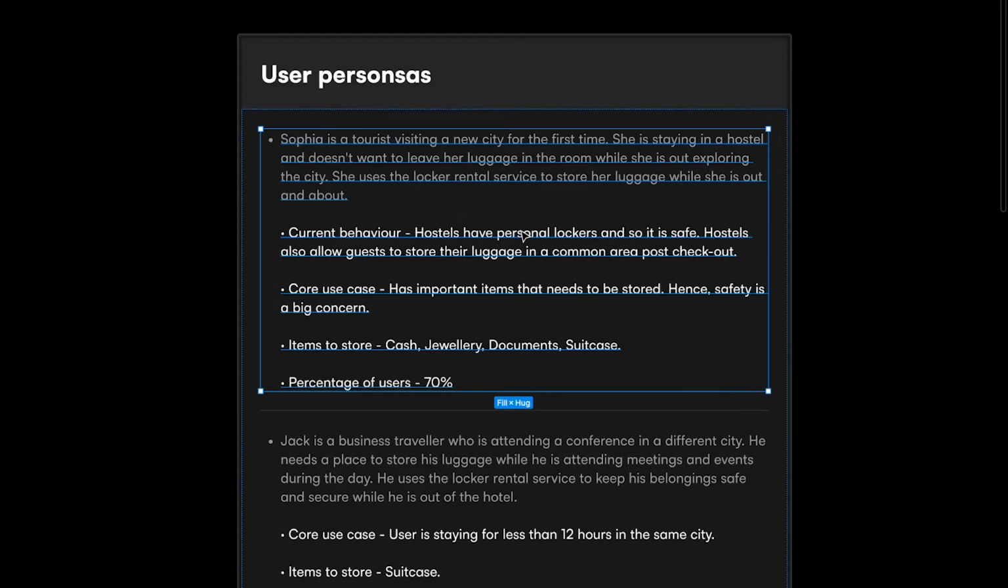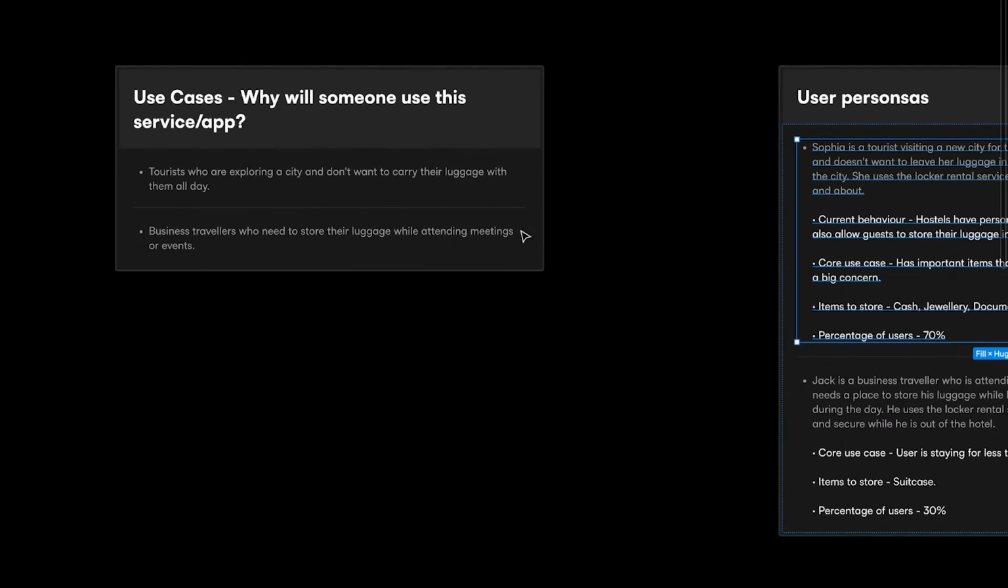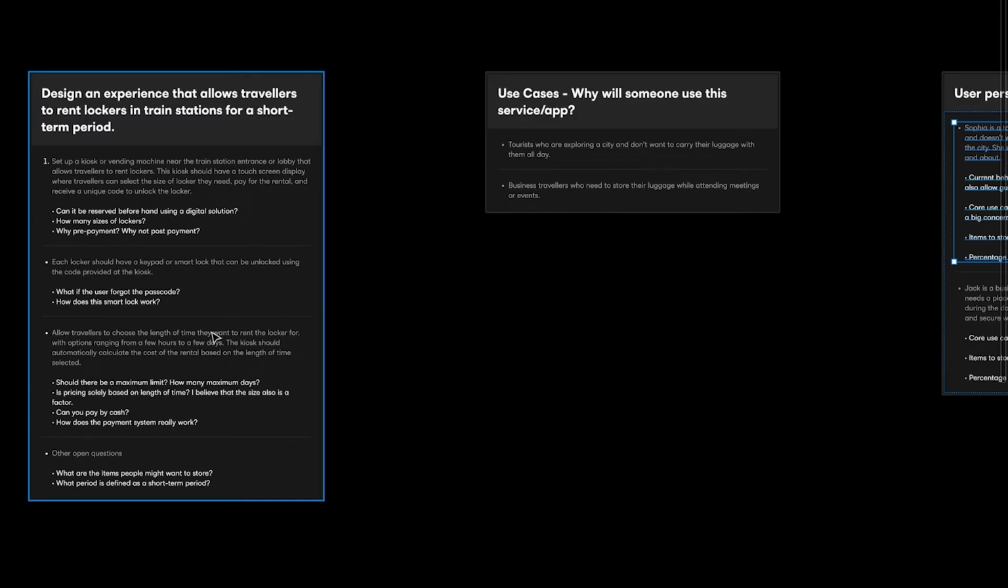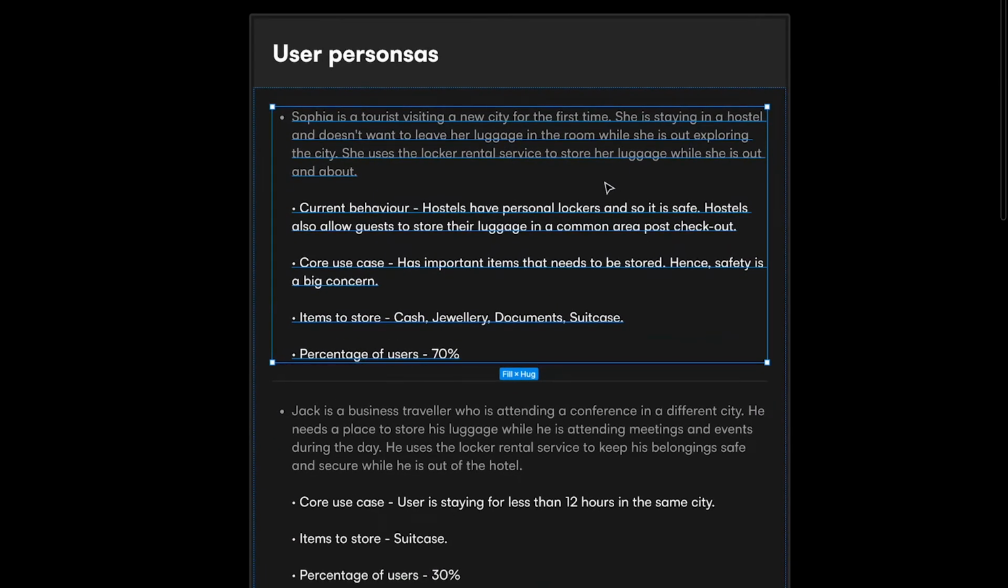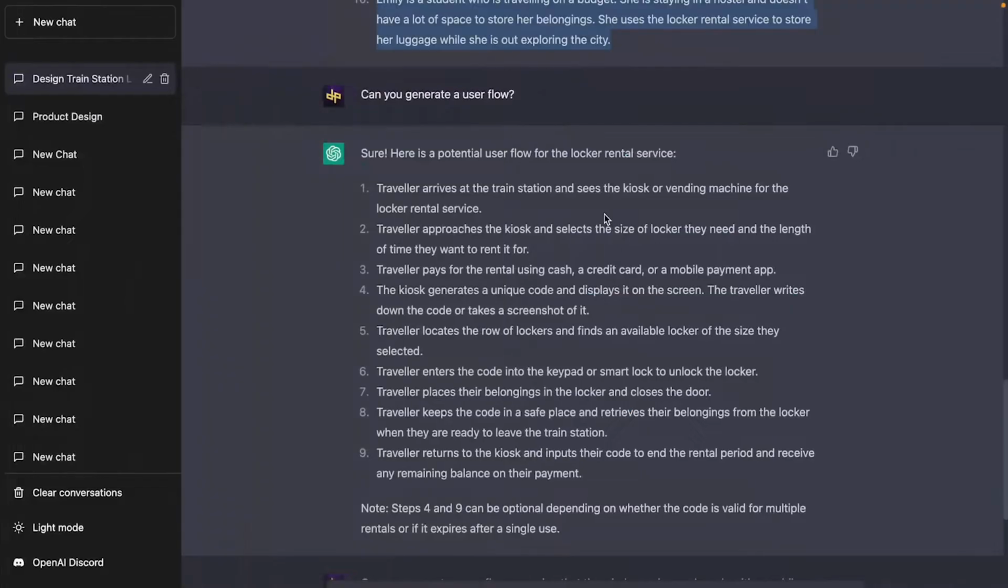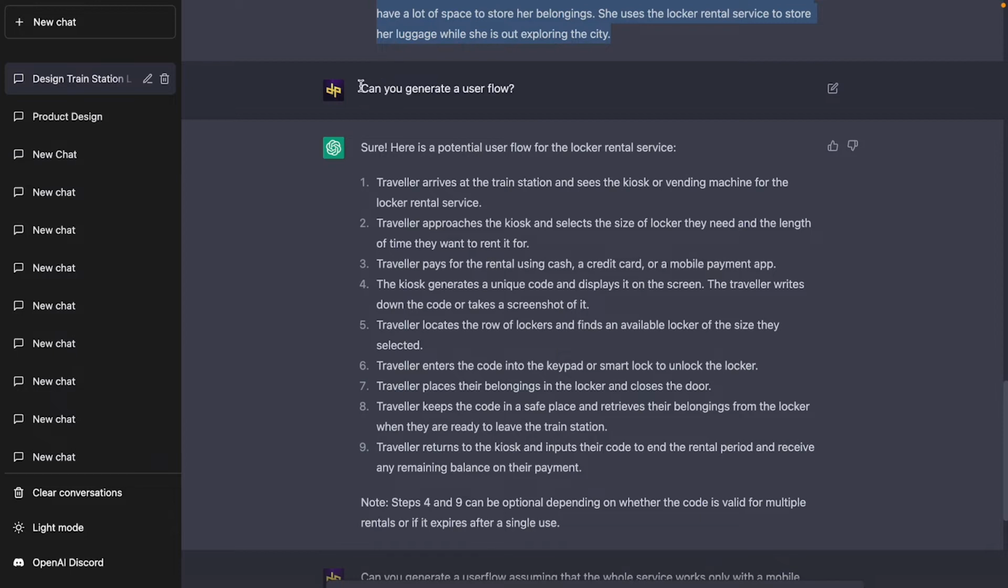So now that we have this, we can sort of get into understanding more about how the whole service or system works, right? Because we have a couple of questions that we wrote down, and I'm sure these are going to be addressed in the next part. We also have user personas, so we clearly know who we are solving for, right? So I came to ChatGPT and asked, hey, can you generate a user flow?